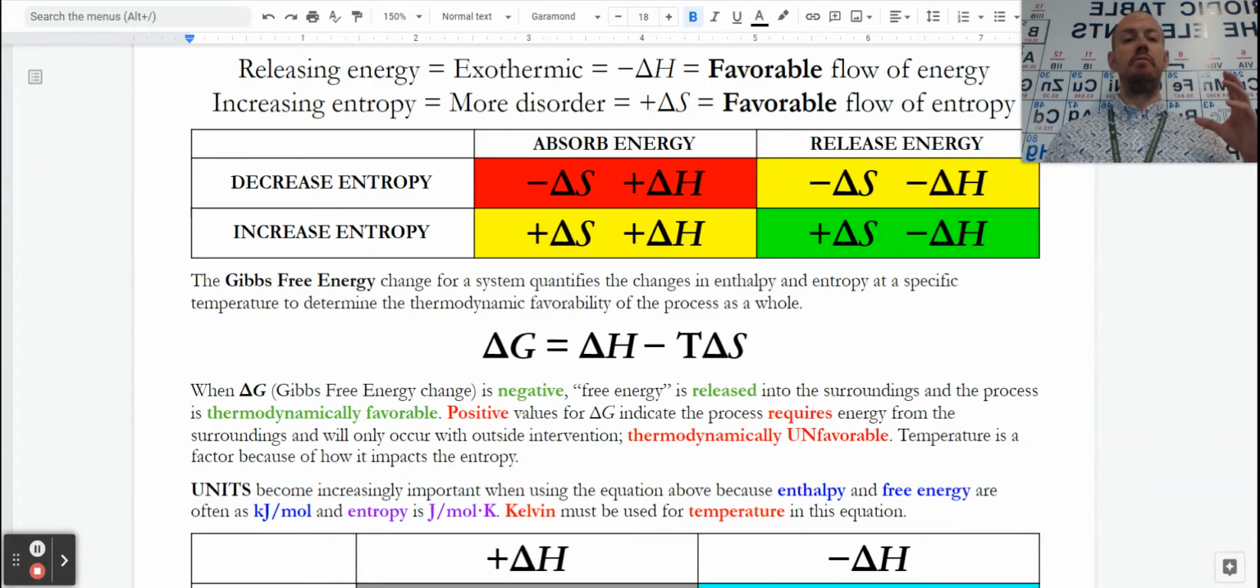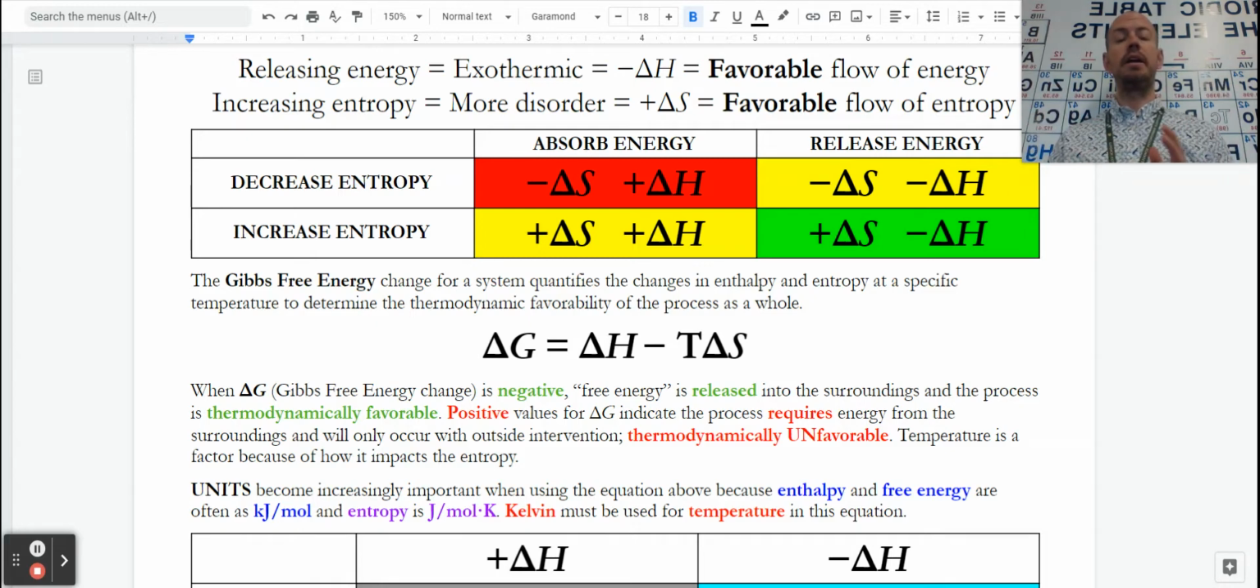As we think about whether a reaction will occur or not, or more correctly, whether it's favorable or unfavorable, we think about energy, enthalpy: is heat leaving or coming in? We think about entropy, disorder: is it becoming more or less orderly? And we need a way to quantify each of those things.